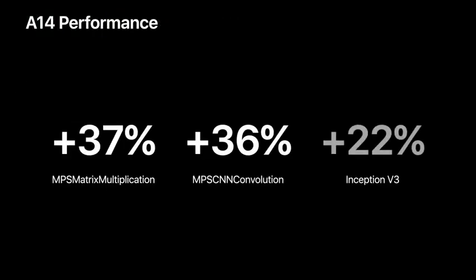Here we can see the improved throughput of general matrix multiplications on A14 relative to A13. On A14, using the new SIMD group matrix multiply operations, average performance is improved by 37%. CNN convolutions on A14 show an average improvement of 36% from A13. And when we look at training a full machine learning network like Inception v3, A14 improves by 22%. That wraps up SIMD group scope matrix multiplication.